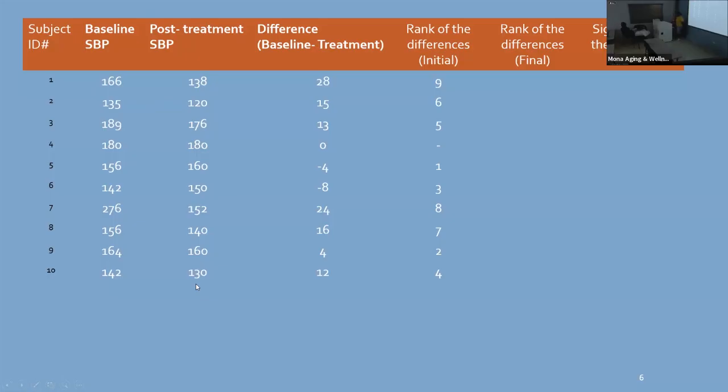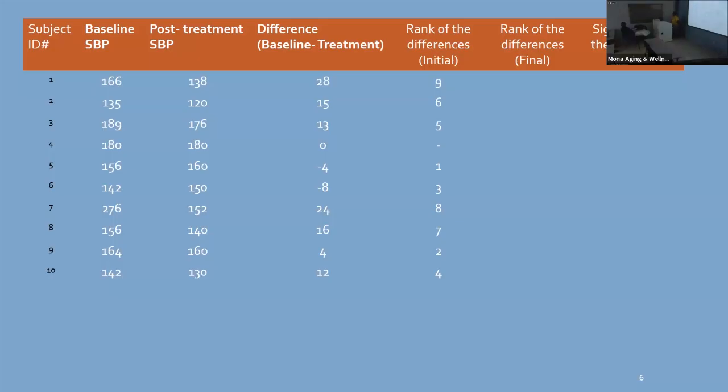And so once we've listed our before and after values in our columns, the next thing we want to do is to define our difference, determine the differences. So for us, the difference is defined as baseline minus treatment. And we know in this case, if the drug lowered blood pressure, then we're expecting to get more positive results, because it means that SBP after treatment should be lower than the baseline.